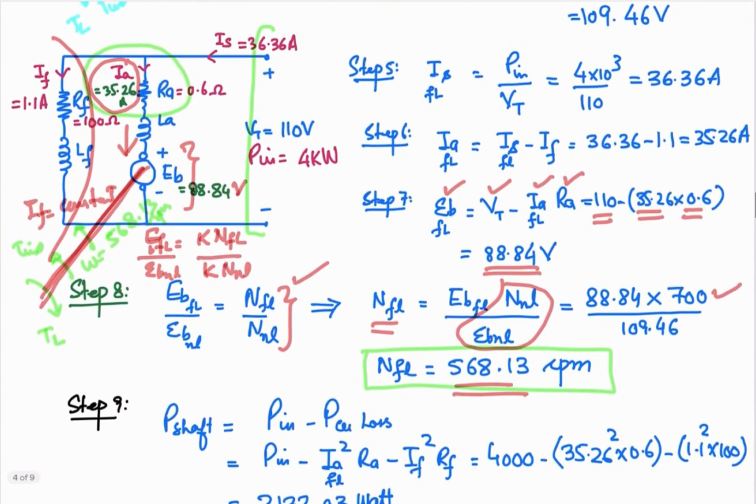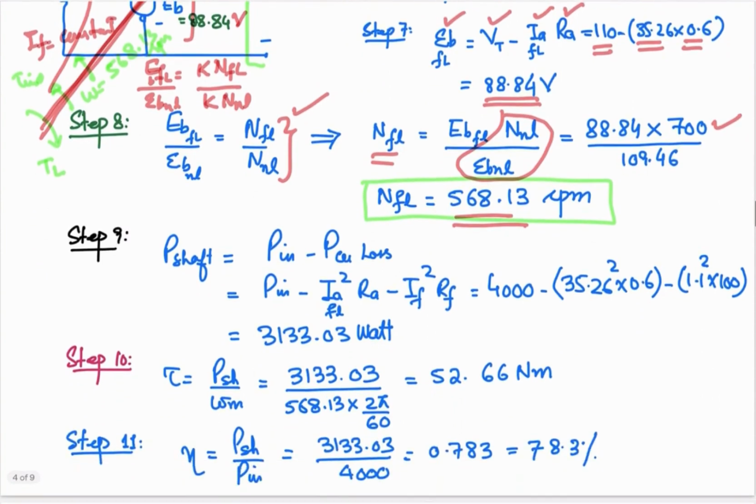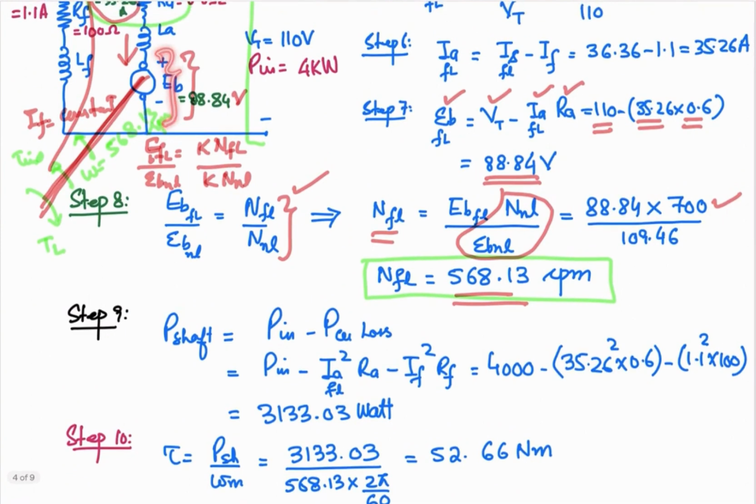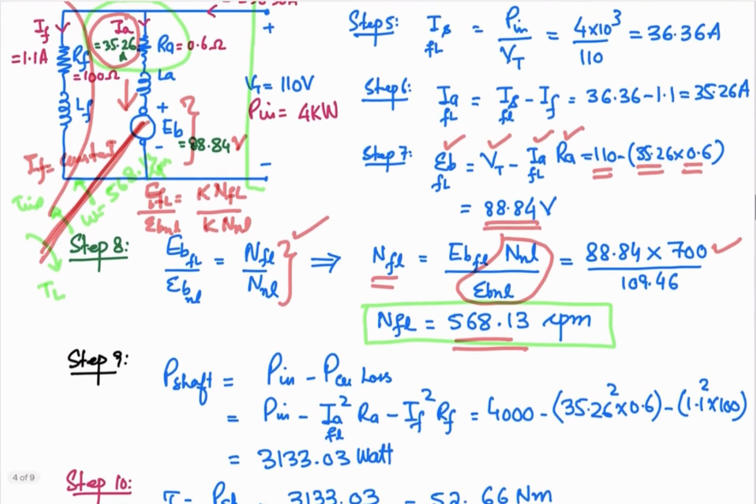One more thing over here: the power that you are injecting is 4 kilowatts. Some of the power is being lost over here, IA square into RA, and some of the power is being lost in this resistance, that is IF square into RF. So that is the power in the form of heat. These are the copper losses because these are the copper windings. So input power minus the copper losses, the rest of the power will be converted into the mechanical form over here. So P in minus the armature copper losses minus the field copper losses gives you the power converted into the mechanical form.